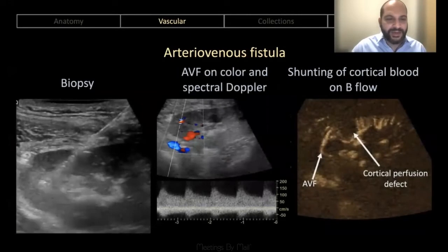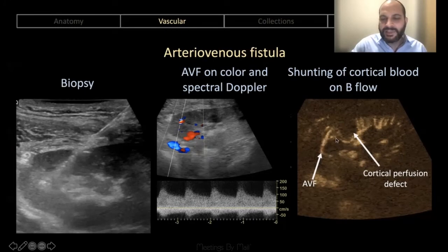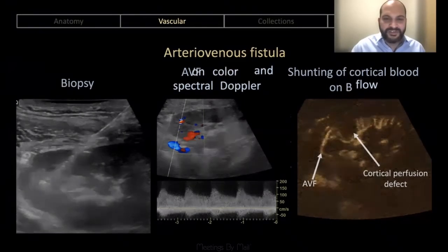And here's a nice example of a biopsy that was probably a little too steep within the kidney graft. It caused an arterial venous fistula. And here you can actually see quite nicely the arterial venous fistula right here that is stealing blood away from this portion of the cortex. So you can see this cortical perfusion defect. So arterial venous fistulas can lead to some degree of ischemia within a kidney graft.